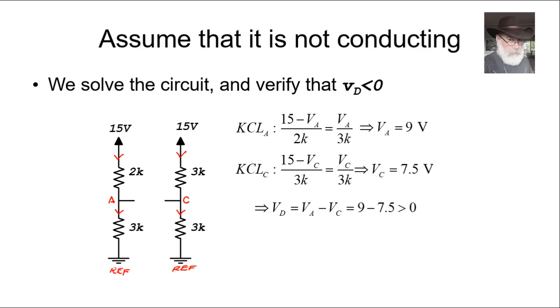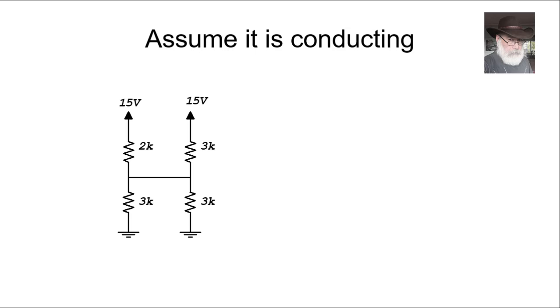So you say, bummer, VD is not negative. So I was wrong when I assumed that the diode was open. Bummer, I need to recalculate the circuit now with a closed diode. And that is exactly what I'm about to do. Look, the circuit with a closed diode.